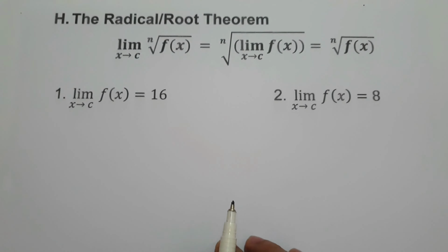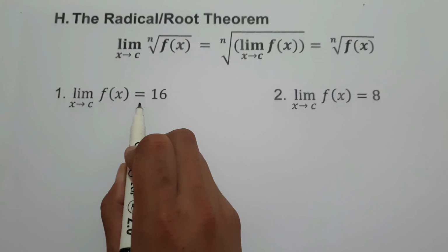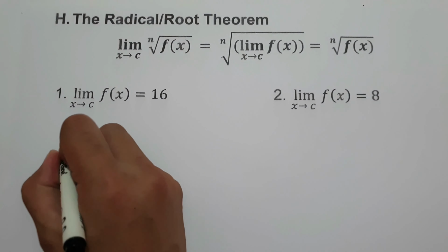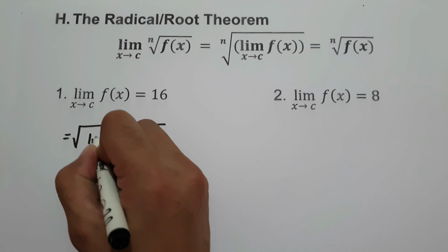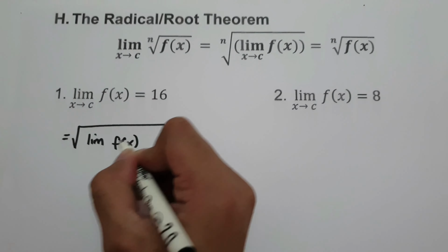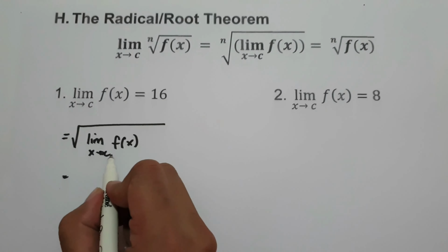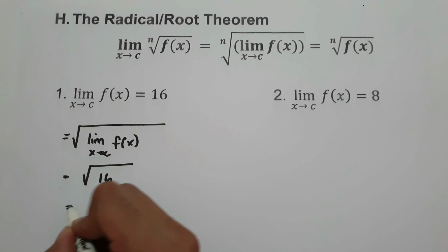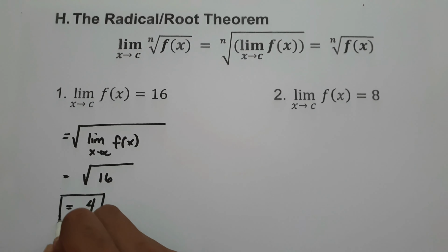For example, if we have the limit of f of x as x approaches c is 16, to simplify the given expression, we are going to have the square root of the limit of f of x as x approaches c. The value of this expression is 16. Therefore, we are going to have the square root of 16. And the square root of 16 is 4. And this will be our answer.